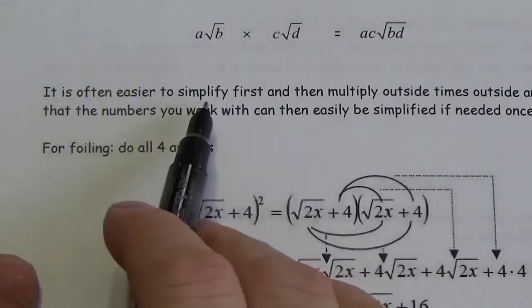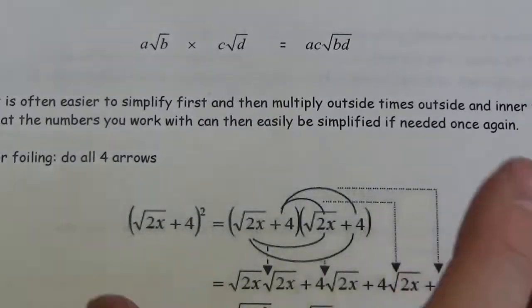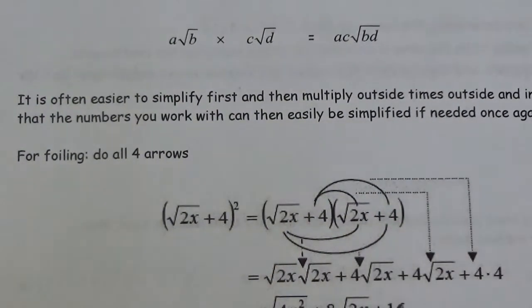Now, it's often easier to simplify first and then multiply the outsides, or the coefficients by the coefficients and the radicands by the radicands. Sometimes the simplification will make that easier right off the bat.